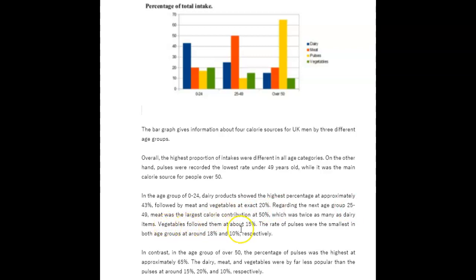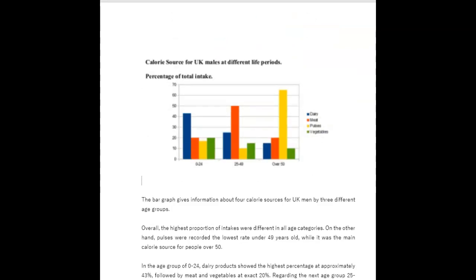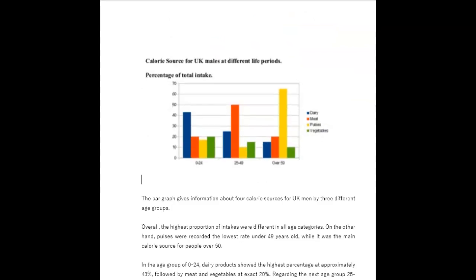Vegetables followed them at about 15%. The rates of pulses were the smallest in both age groups. Here's where you put pulses. All right, now that's awkward, because all of a sudden now you're linking it back here, and that's rather confusing. Yeah, I would not have done it like this.